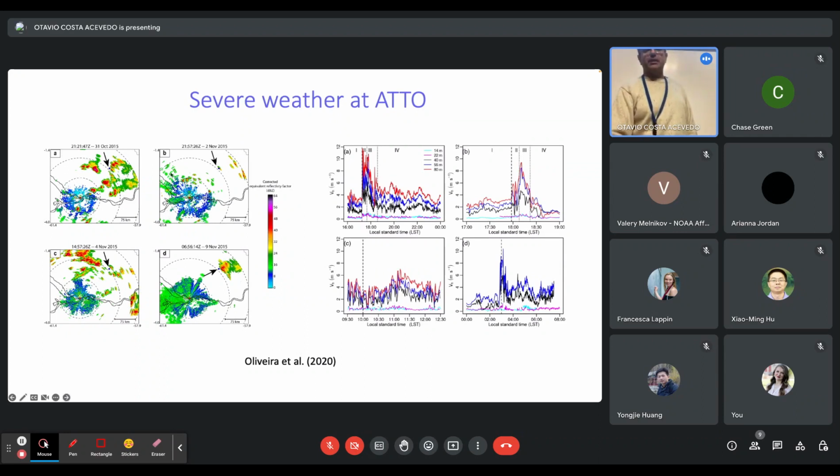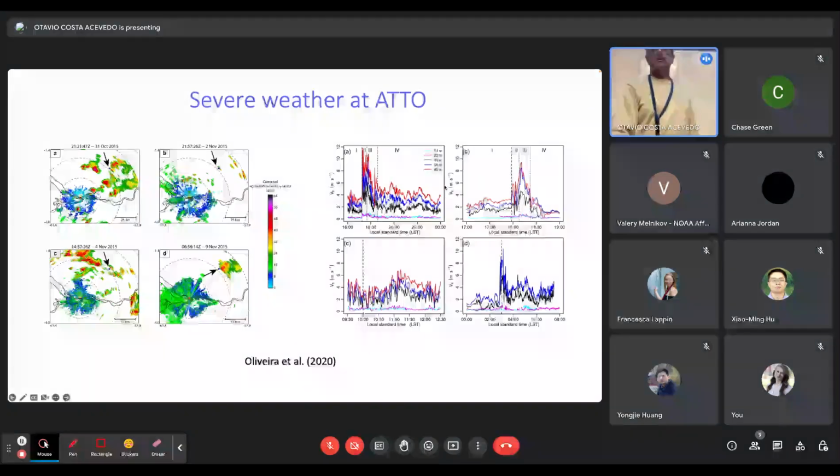In this paper here, he looked at four events of severe weather, and I'm going to close with this, to find how they showed up in the tower. This is at ATTO, but it's before the 325 meter tower was operating fully.